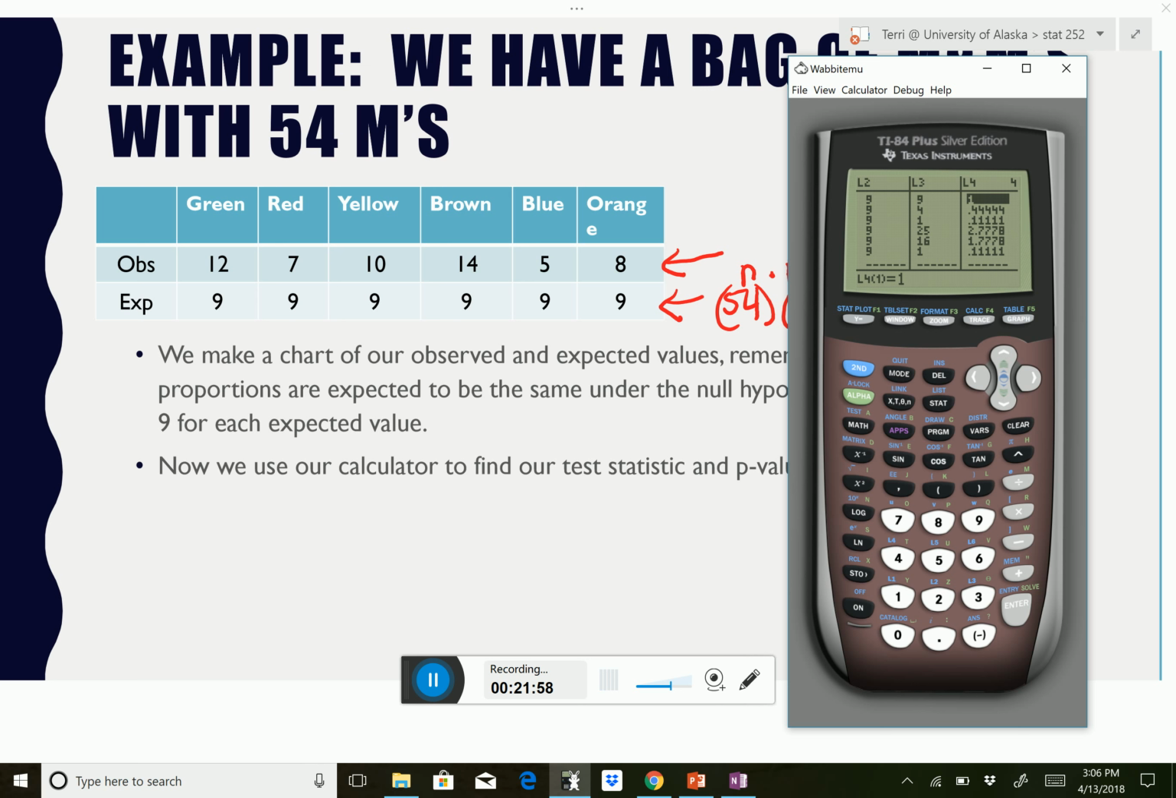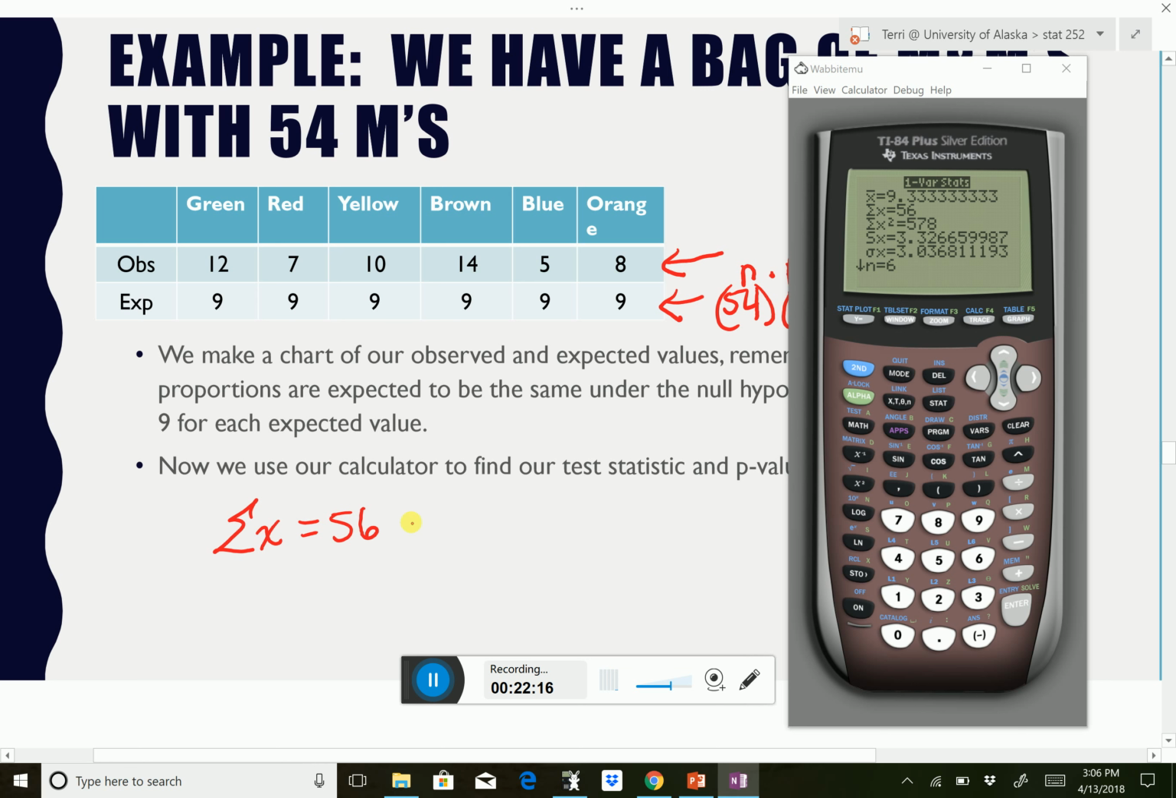Now what I'm going to do is go stat, calc, 1var stats on list 1. Frequency list should be blank. And I look at my sum of the x's. So my sum of the x's is 56. That is my chi-squared value. And now I go distributions, go to number 8, which is chi-squared CDF. My lower is 56 to 9999. My degrees of freedom is k, 1, 2, 3, 4, 5, 6, minus 1, so 5. And paste.